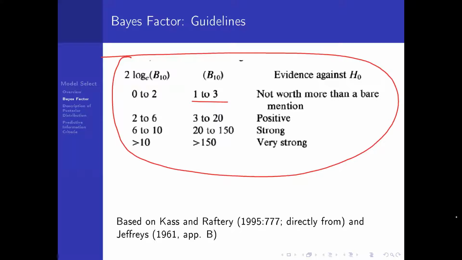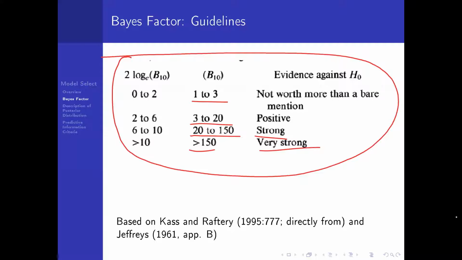Okay? If the Bayes factor is 3 to 20, then there's positive evidence in favor of the model in the numerator of the Bayes factor, if you recall. If it is 20 to 150, then there is strong evidence. If the Bayes factor is greater than 150, then there's very strong evidence.